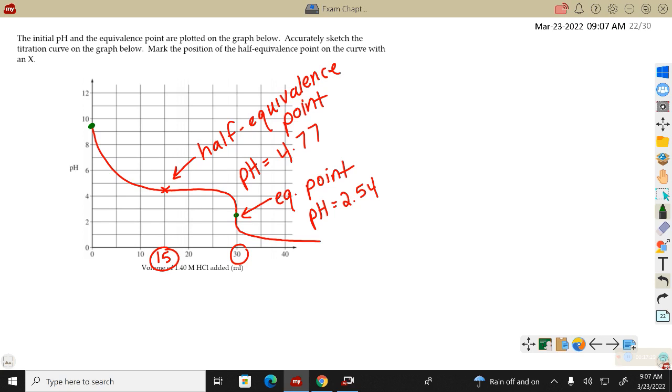So we're looking for the right pH at the halfway point. We're looking for the right volume, that we should have indicated the halfway point around 15 milliliters. And then we're looking for the right general shape of the graph. Here, when I titrate a strong acid with that original weak base, the pH should be dropping.